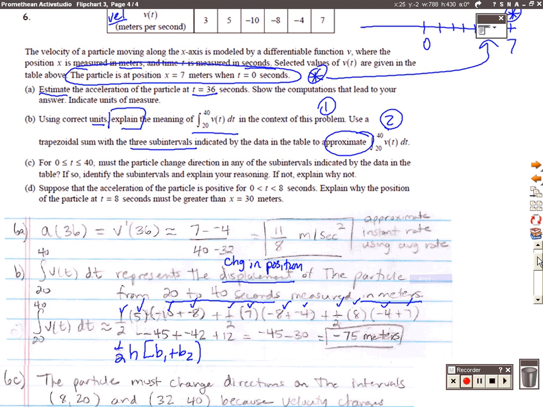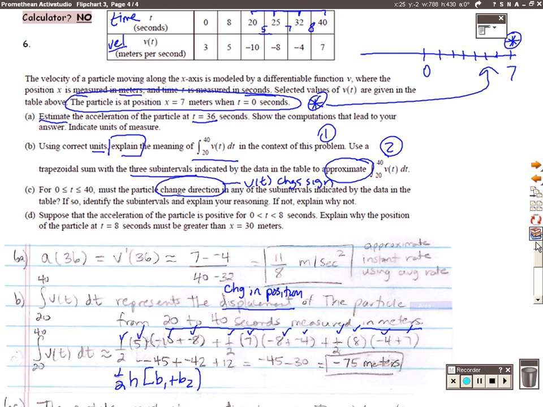From 0 to 40, must the particle change direction? So we need to know, is velocity changing sign? Change direction means velocity changes sign on any of the subintervals indicated by the data in the table. If so, identify the subintervals and explain your reasoning. If not, explain why not.